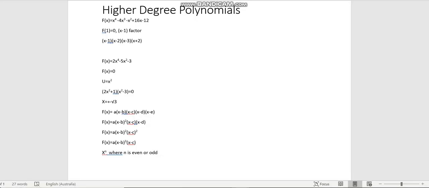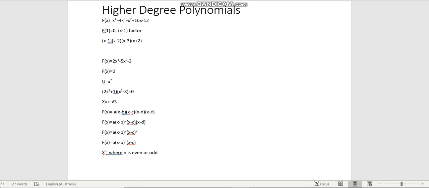Okay, so now in the second case, we have the function f of x equals 2x to the 4 minus 5x squared minus 3, and you want to solve it for 0. In this case, you create a substitution where you put u as x squared. So this whole thing becomes 2u squared minus 5u minus 3. Like a quadratic function, you find the two factors, so this would be 2u plus 1 and u minus 3.